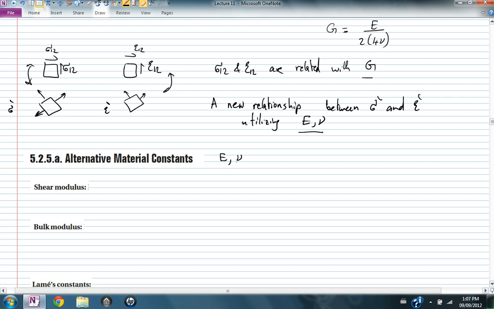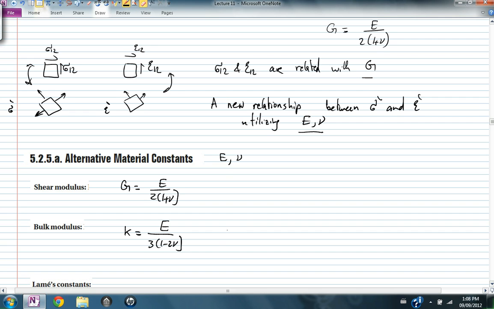But there are other material constants that are functions of E and Poisson's ratio. For example, G, which is equal to E divided by 2, 1 plus Poisson's ratio. And the relationship between the stress and the strain can be a function of any two of the following constants. So it could be E and Poisson's ratio, it could be E and G, it could be G and Poisson's ratio, or it could be the bulk modulus K, which is equal to E divided by 3, 1 minus 2 Poisson's ratio.